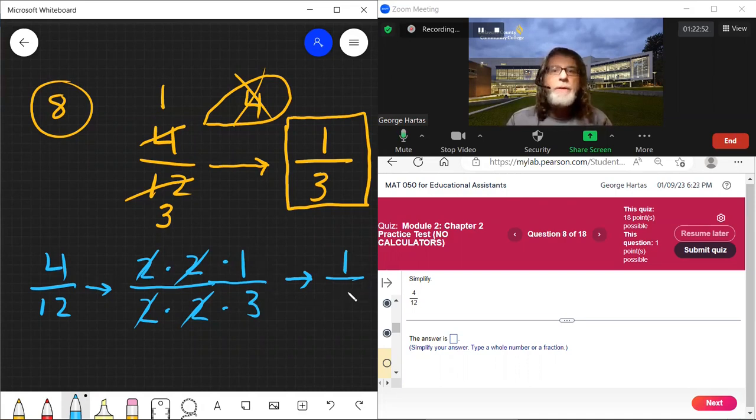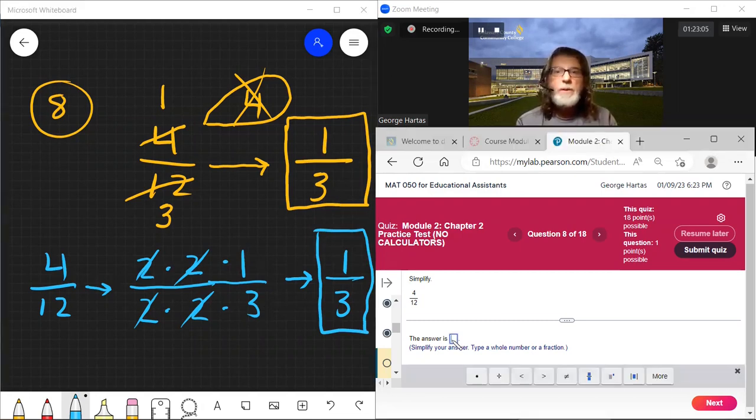And then there's your 3. And look, there it is. We already have it right there. So you should be comfortable in reducing using both techniques. So our answer is 1/3.